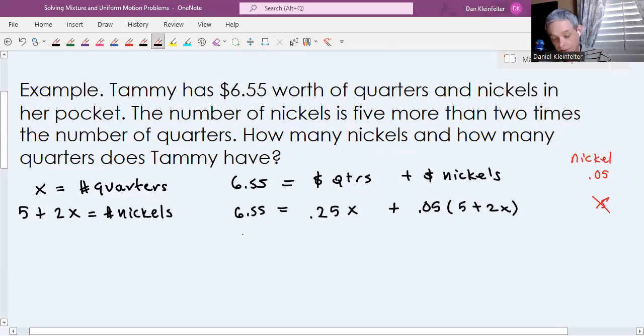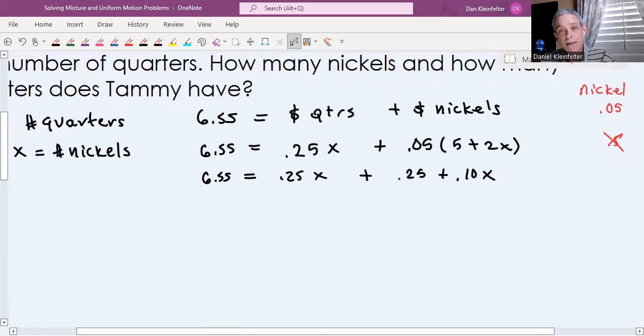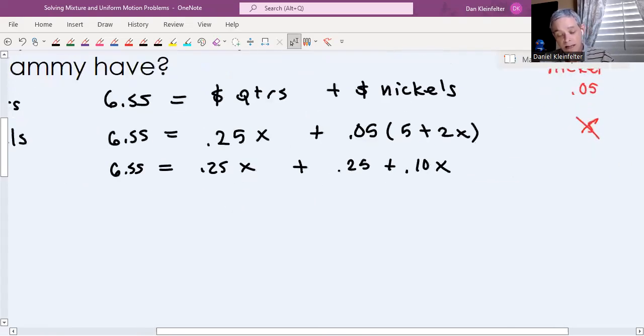But let's try. So we have $6.55. Nothing to do here. We'll distribute this 0.05. This will give us 0.25 plus 0.10x. At this stage, you can either multiply by 100 to eliminate the decimals, or you could just keep them in. I think I will just keep them in for this. So I'm going to combine like terms. 0.25x plus 0.10x is 0.35x.